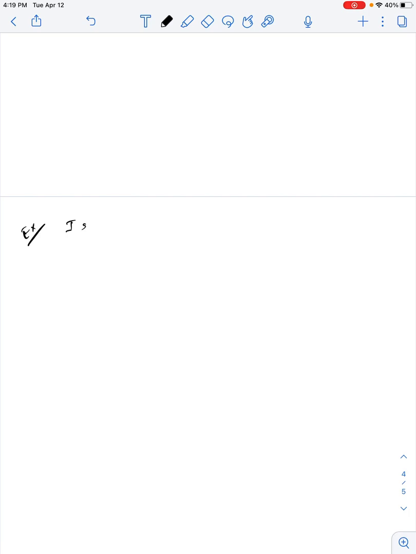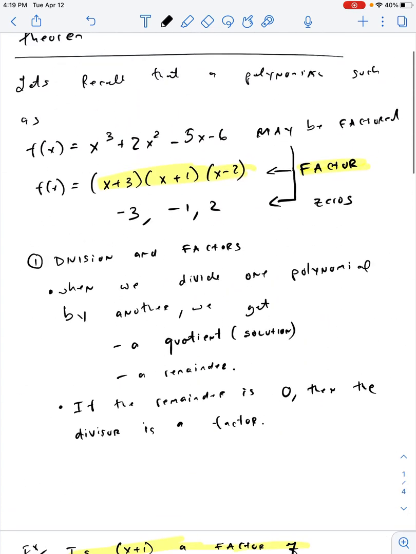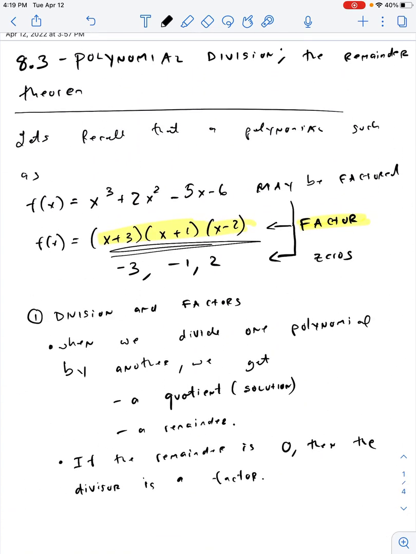And also one thing to note is that when we're talking about factors, we can also talk about them being zero. So I can ask you if they're factors, or I can ask you if they are zeros of that polynomial, because they really go hand in hand with each other, right? So just keep that in mind. The question could be asked, hey, is it a factor or is it a zero?